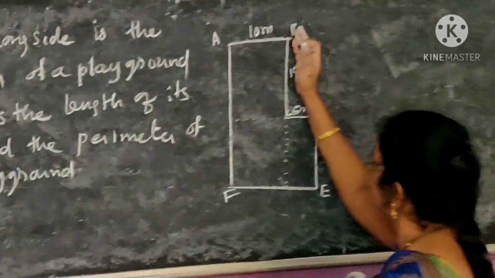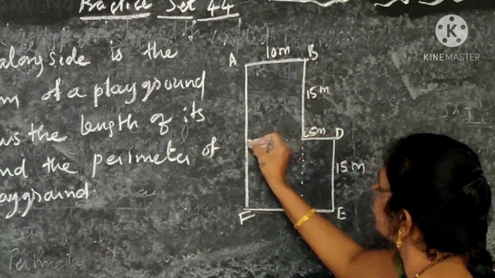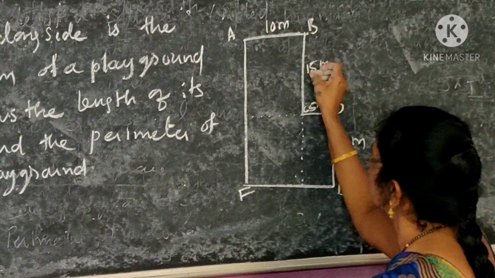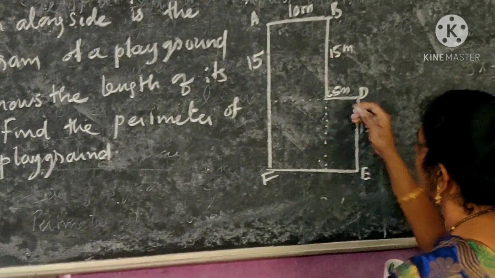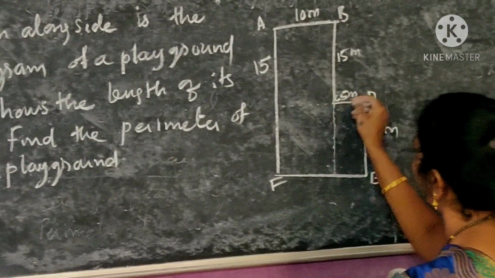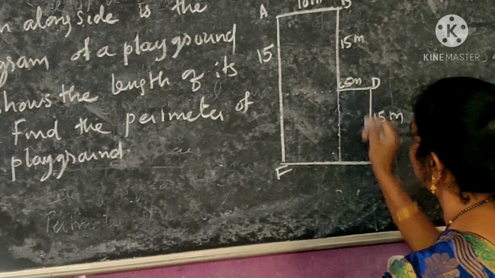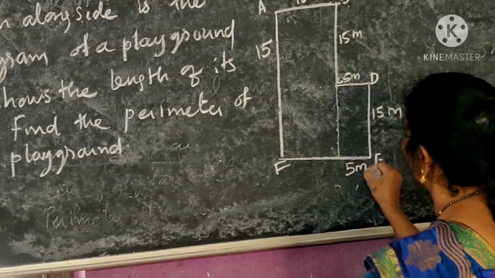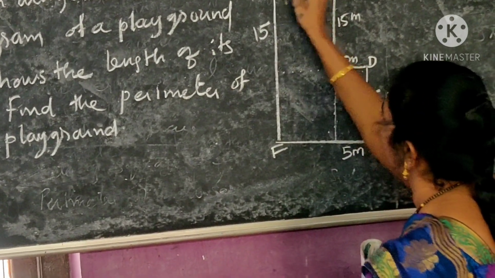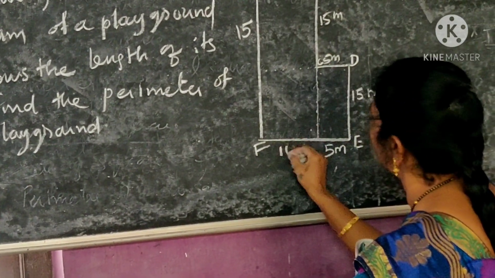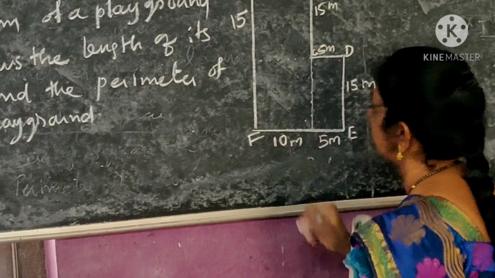Now, if you see here, this forms a rectangle. So if this is 15, this will also be 15. Now here if you see, this forms a rectangle. So if this is 5, this will also be 5. Now this full one is forming a rectangle. So if AB is 10, this will also be 10 meter.